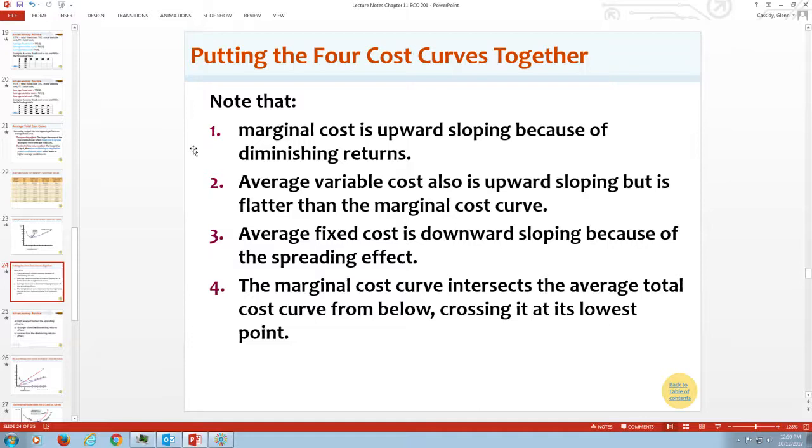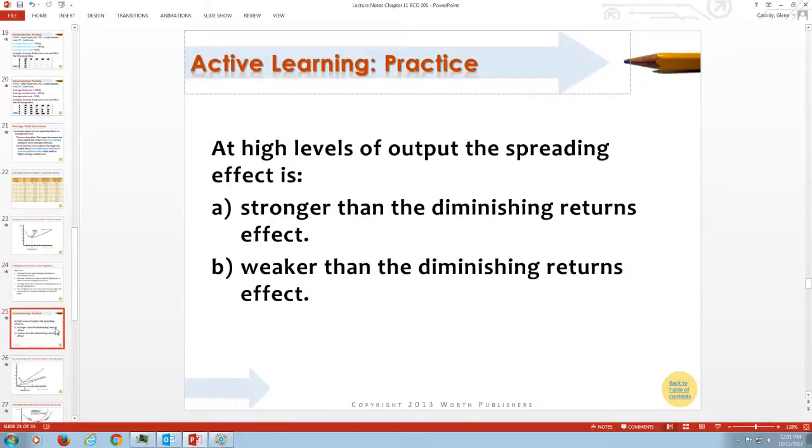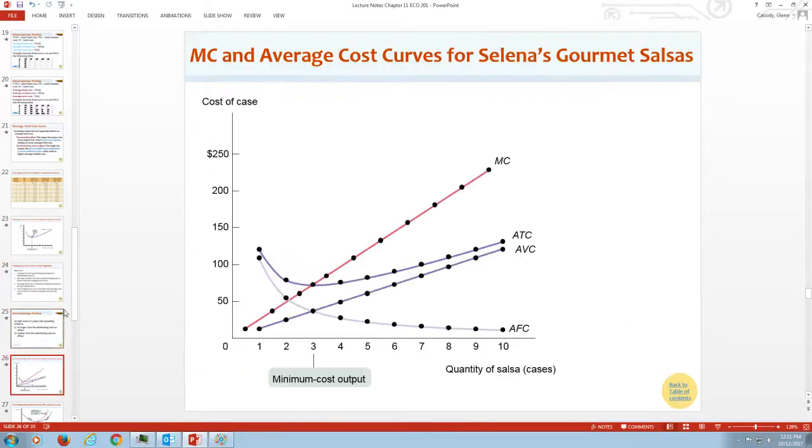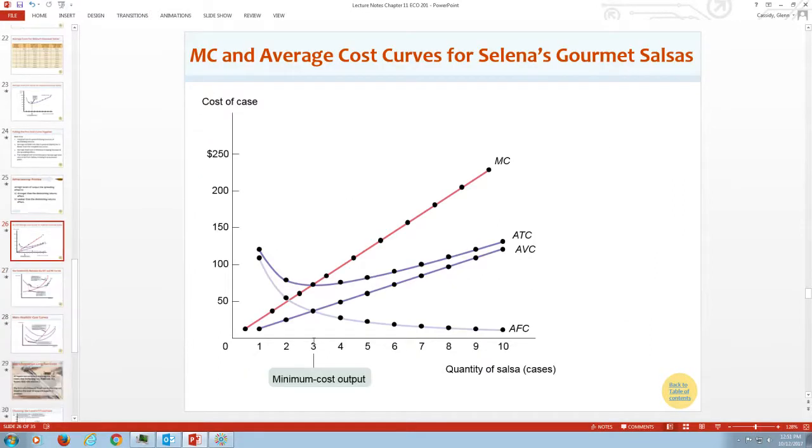The average variable cost is upward sloping because of that, but it's going to be flatter than the marginal cost curve. Average fixed cost will be downward sloping because of the spreading effect. And something else that is going to be true is that the marginal cost will intersect the average total cost from below and cross it at its lowest point. And here we see that illustrated.